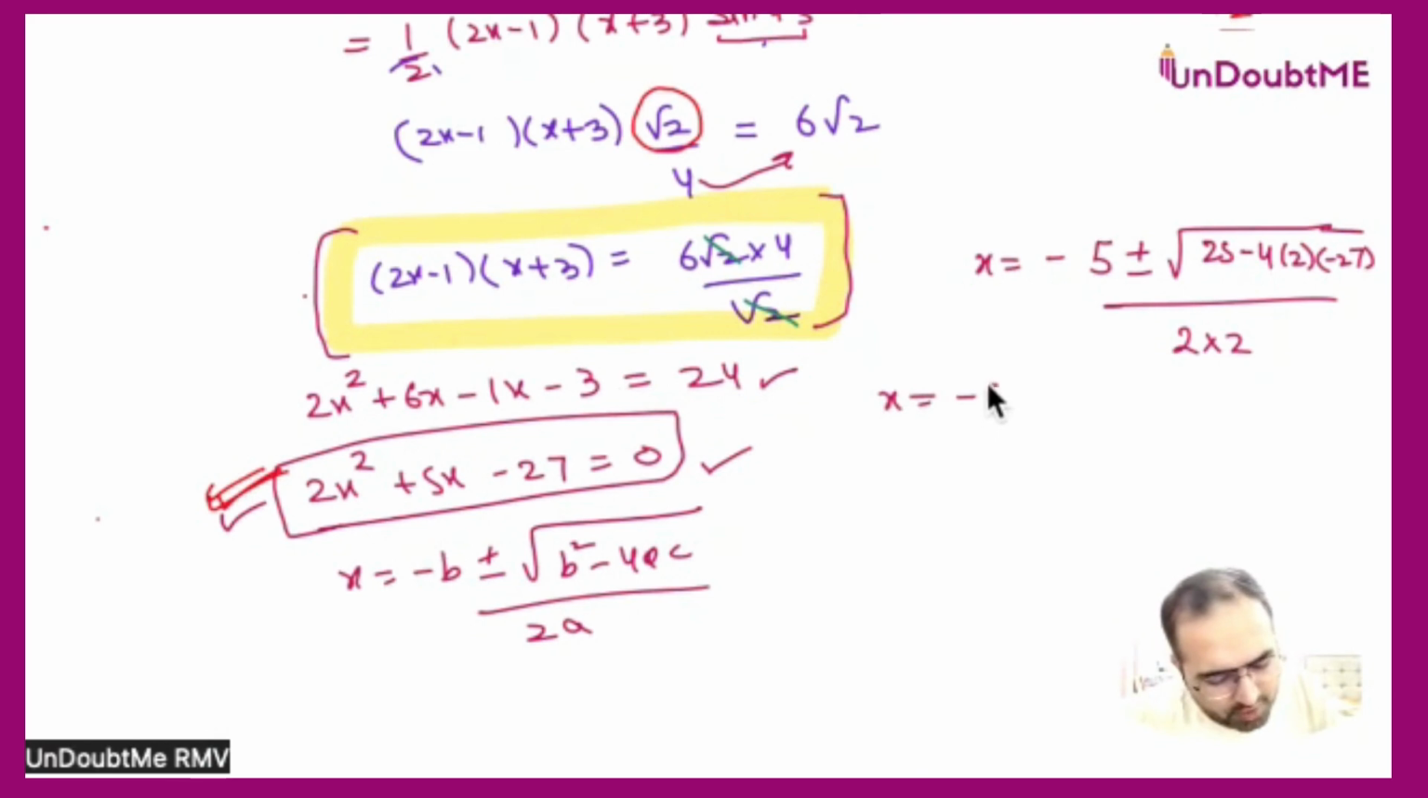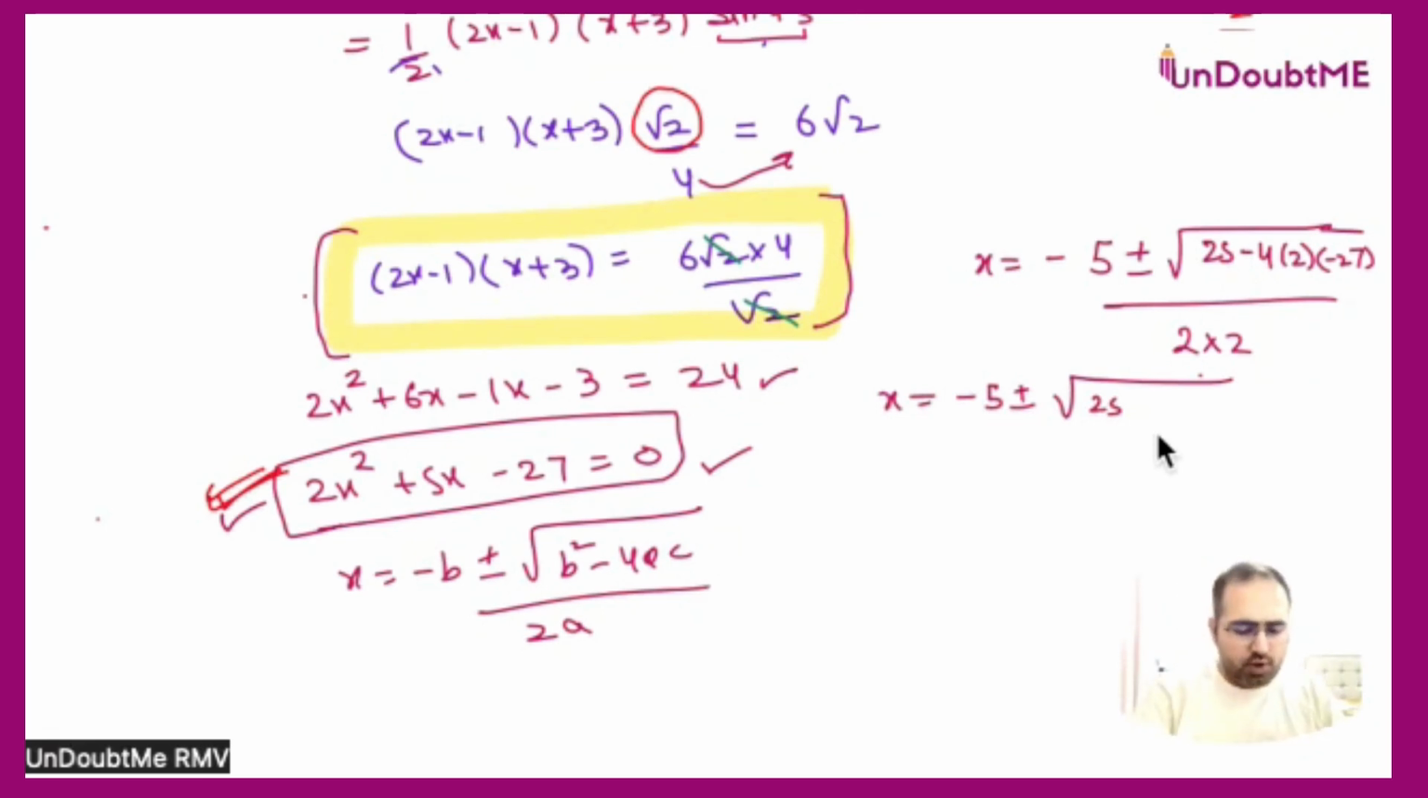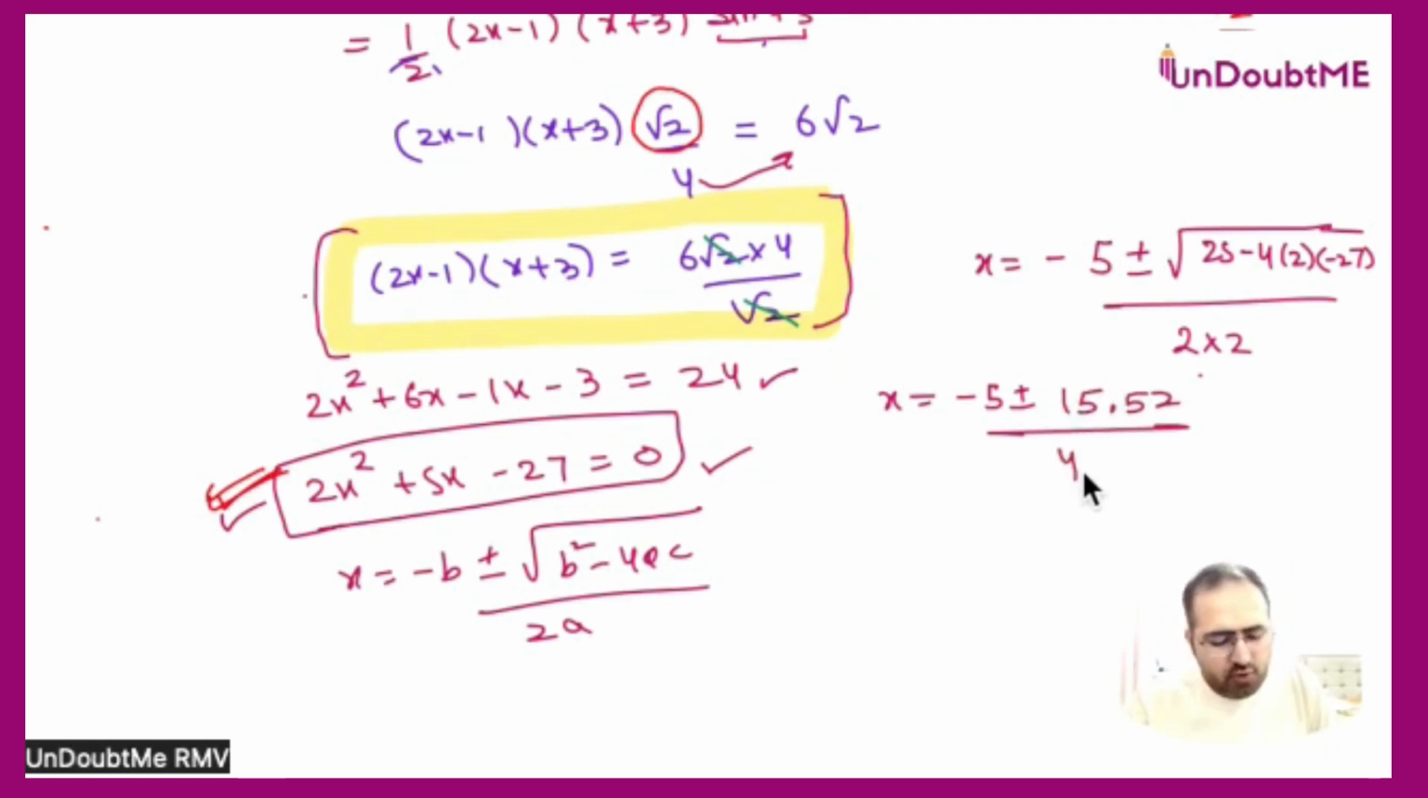So if I go forward from here, it will be minus 5 plus minus square root of 25. Now, if you plug everything in the calculator, then what answer we are getting for this term, I'll just calculate and tell you. It is 25 minus 4 times 2 times minus 27. This is altogether 241. And if I take the square root of that 241, I will be getting 15.52. So this whole thing is 15.52 divided by 4. Now, if I take a negative value, then minus 5 minus 15.52.